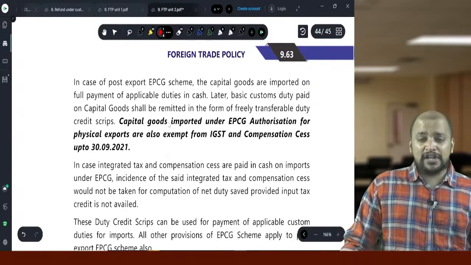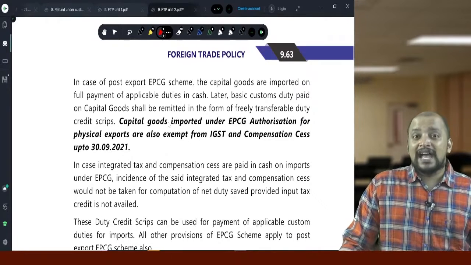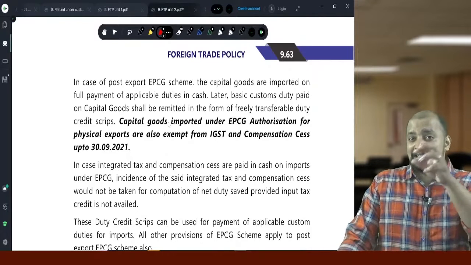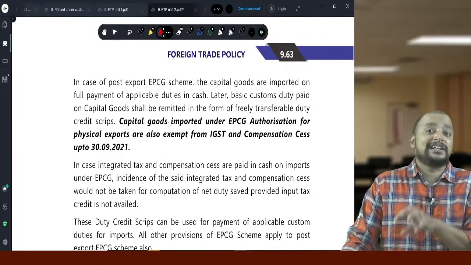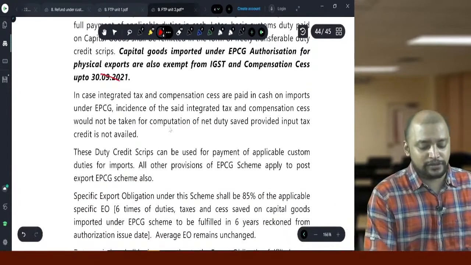But in that refund of customs duty paid, they will get benefit only to the extent of customs duties other than IGST or GST compensation cess, because IGST and GST compensation cess is exempted only up to 36/2022. So here the date should be changed to 36/2022.